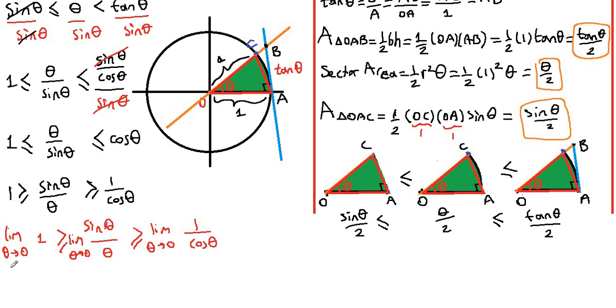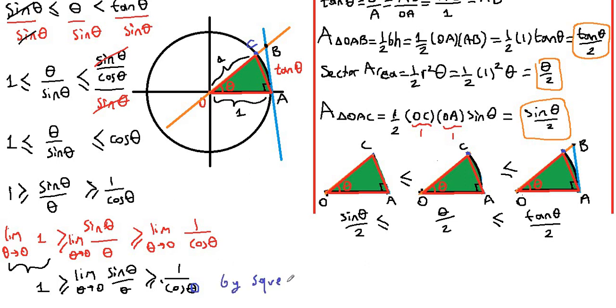Now the limit of a constant is the constant. Then the limit as theta is approaching 0 of sine theta over theta. And here we can directly plug in. So 1 over cosine 0 is 1. Here for cosine theta, we plug in 0, and cosine 0 is 1, so it's going to be 1 over 1. So by the squeeze theorem, the limit as theta is approaching 0 of sine theta over theta is equal to 1.